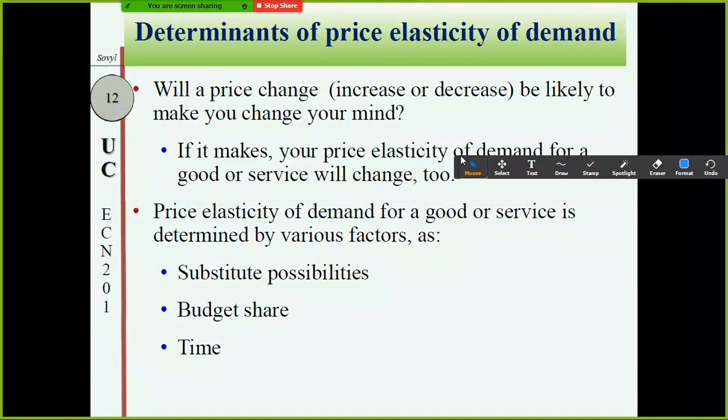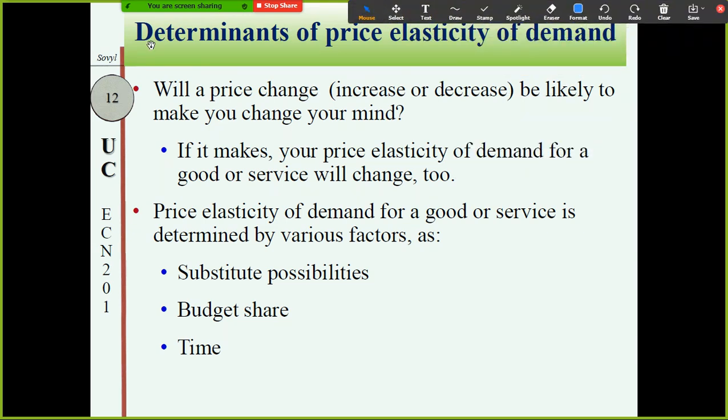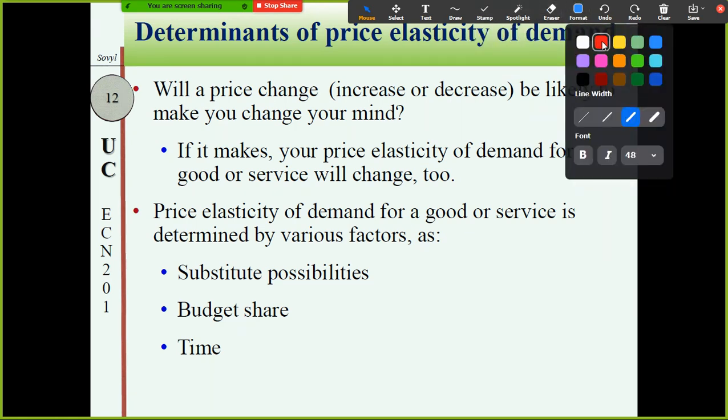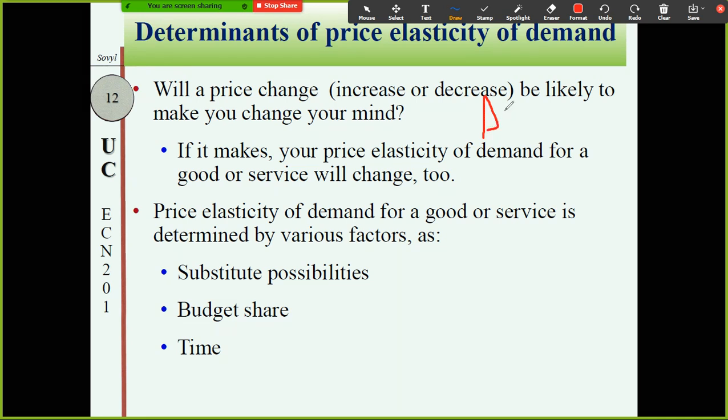These are the determinants, or factors, that determine the price elasticity of demand. We will study the factors or determinants of the price elasticity of demand. Based on this, we have one question. Will a price change, by increasing, meaning more expensive, or by decreasing, meaning cheaper, be likely to change your mind? It means that when the price changes, it makes your demand change.